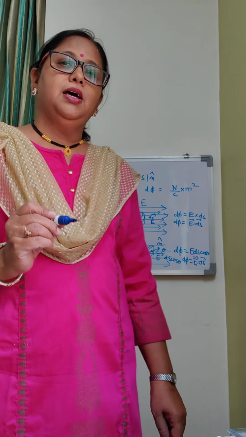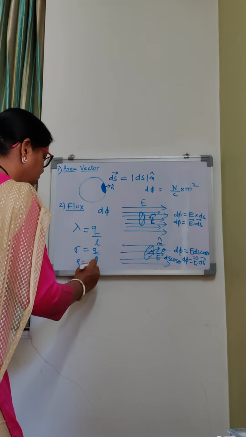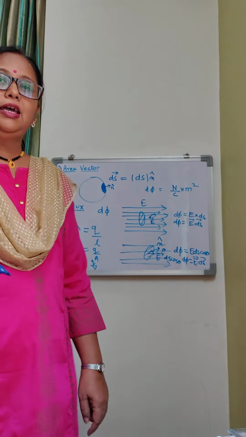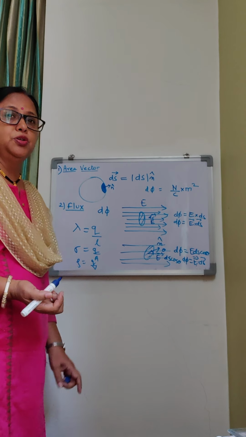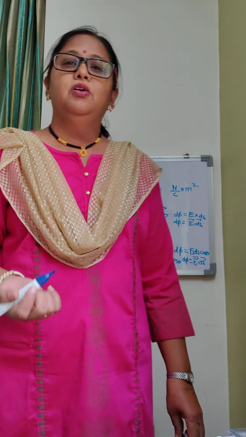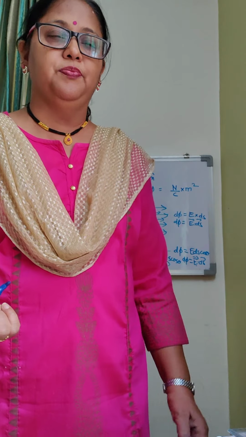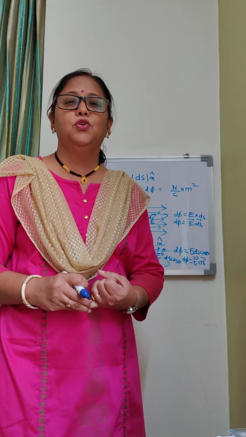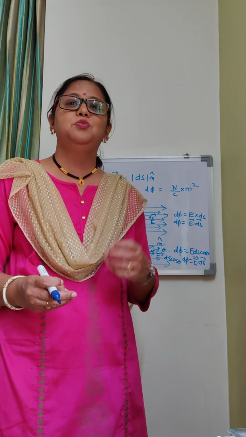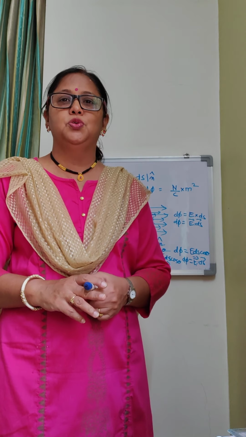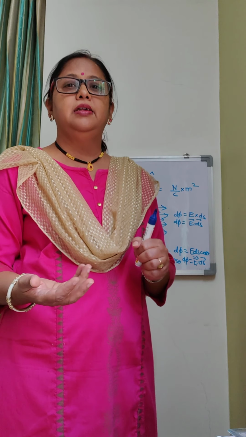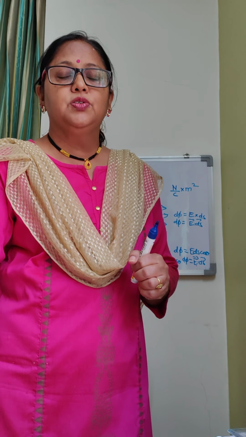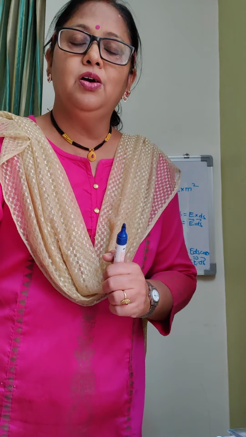And the third one is rho. Rho is charge per unit volume, or volume charge distribution. So 3 types of charge distributions can be there: surface charge, linear charge and volume charge distribution. These are the 3 types of continuous charge distribution. Now this knowledge is required to further study the Gauss theorem. So let us now see what is Gauss theorem.